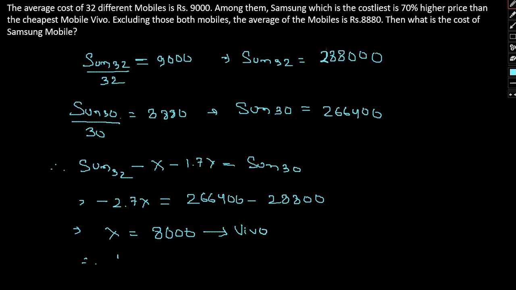So therefore 1.7x, if we talk about that, which will be the price of Samsung, will be 56,325,136,000, which is the price of Samsung. I hope it's clear how we came about with the solution of the same. Now let's move to the third question.